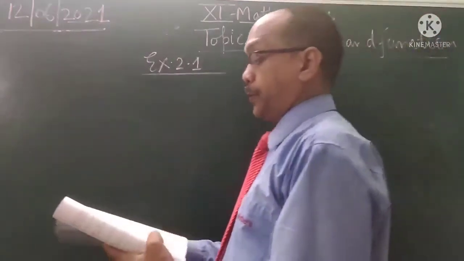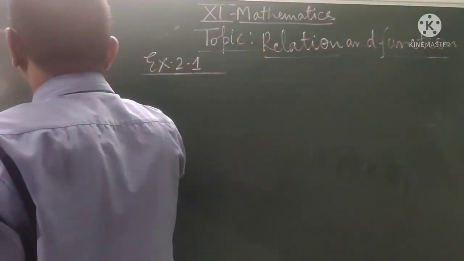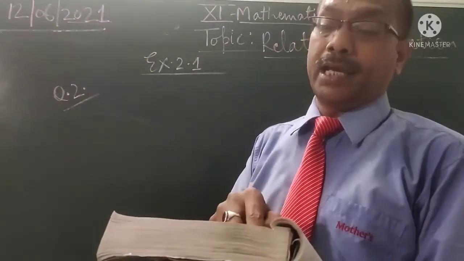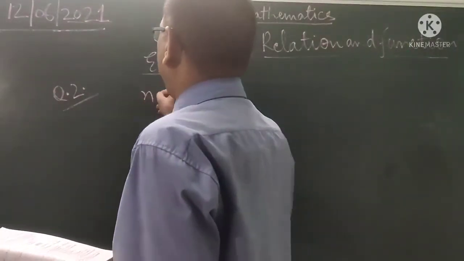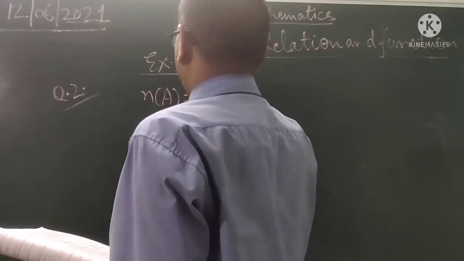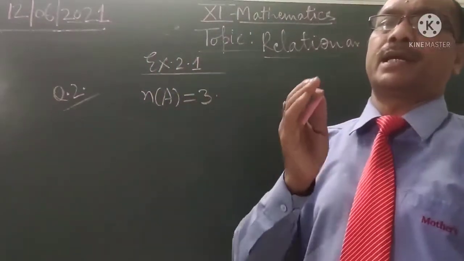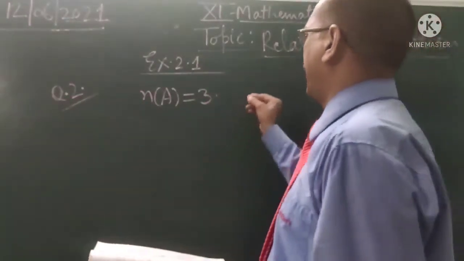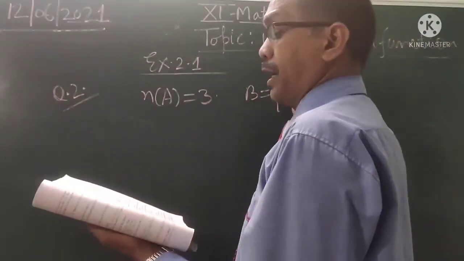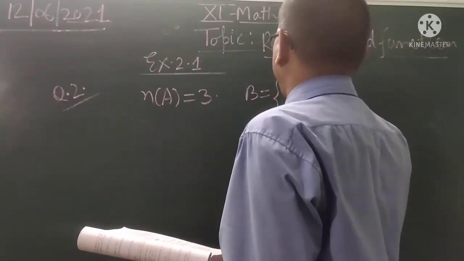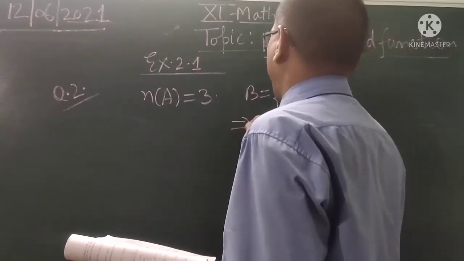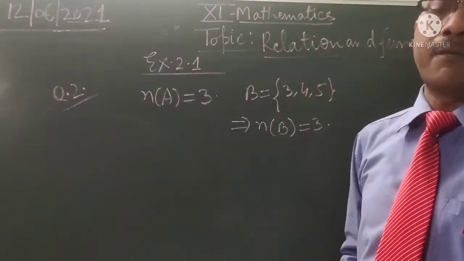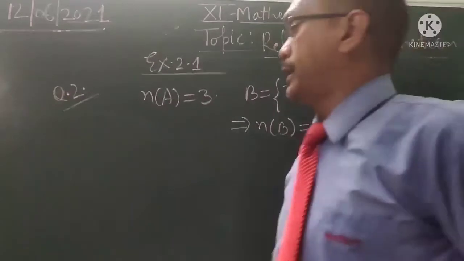Now question number 2. If the set A has 3 elements, it means n(A) equals 3, meaning the number of elements in the set. It is also called the cardinal number. And the set B equals the elements 3, 4, 5. Therefore n(B) is 3. Find the number of elements in A cross B.